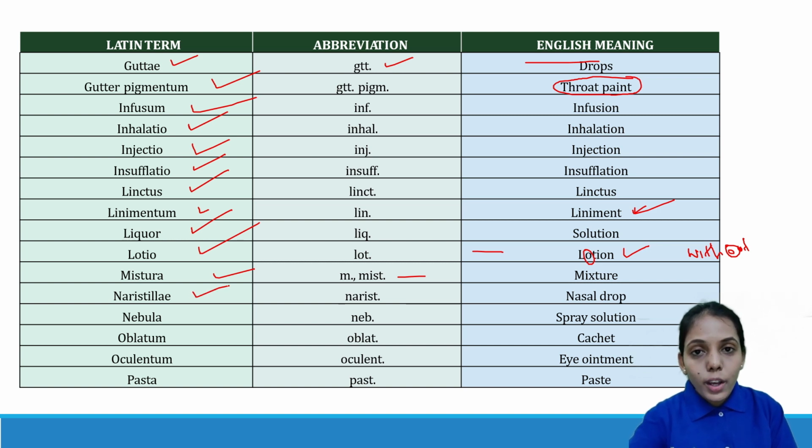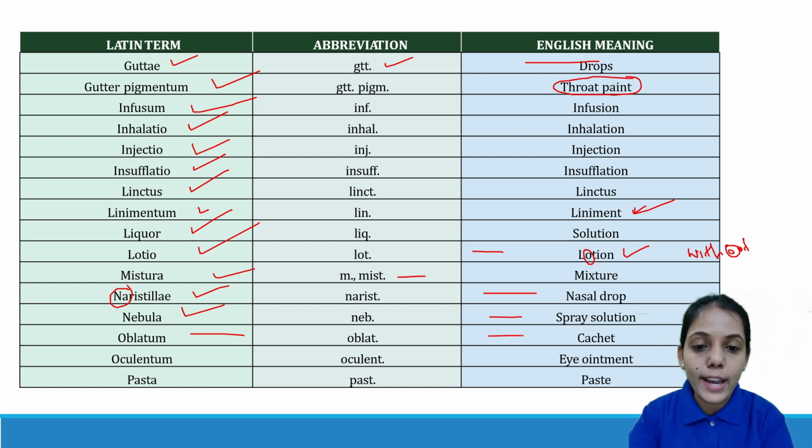Naristile, related to nasal. It is easy to remember. Naristile is a nasal drop. Nebula, nebulizers. We have already seen in aerosols, nebulizers. Nebula means spray, a spray solution. So it is easy, you can remember. Oblatum. Oblatum is also cachets. Previously also we have seen cachets.